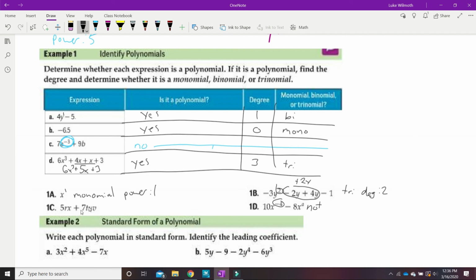This is our tricky one here. It's a binomial. That's easy enough because there's 2 terms. But it looks like all of them have a power of 1. This right here has 2 powers of 1, so that's a degree of 2 on that one. And this one has a degree of 3. I always pick the biggest one, so the degree is 3.